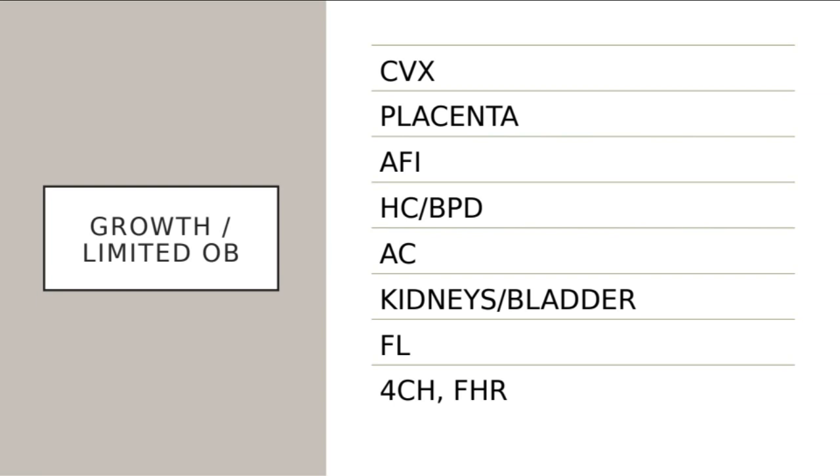When we have abnormal fluid levels, whether too high or too low, we always want to check the kidneys, because the kidneys are the driving factor of how much amniotic fluid is produced. The baby's kidneys are actually producing that fluid. So if we don't have enough fluid, then we have to question what's going on with the kidneys. Why aren't they working as well as they should? We also are still going to be documenting our bladder, and then of course our 4-chamber heart and fetal heart rate. We're not doing outflow tracts for any growth or limited OB.